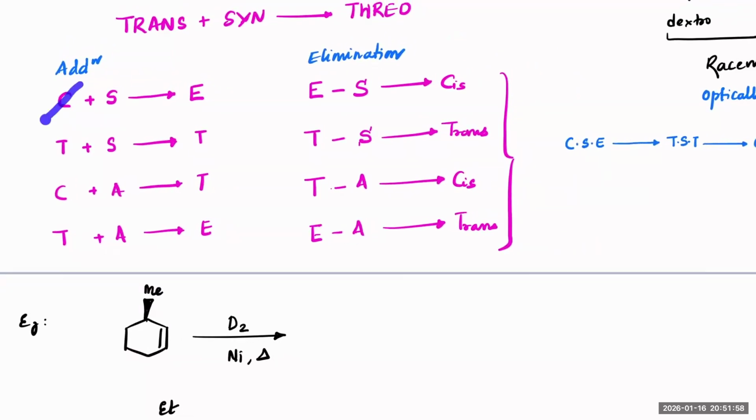Just check it out. If you have a cis molecule and make a syn addition, you will end up getting erythro. Erythro means on a Fischer projection the added groups should be on the same side. Threo means on the Fischer projection the added groups should be on the opposite side. So trans, when you make a syn addition, you will get threo. Cis, when you make an anti addition, you will get threo. Trans, when you make an anti addition, you will get erythro.